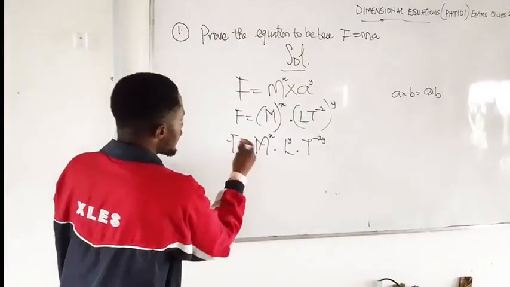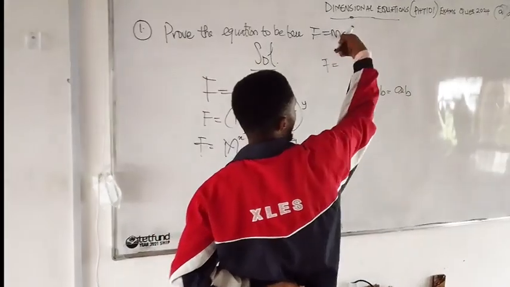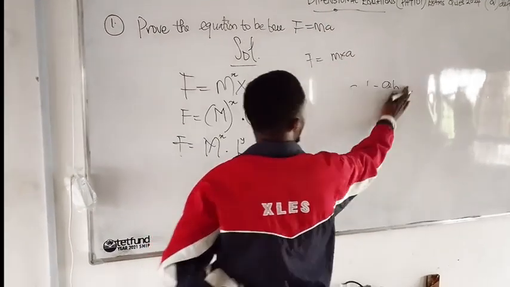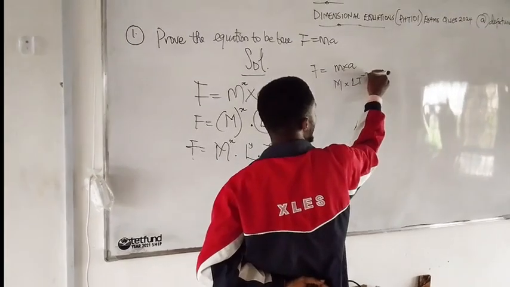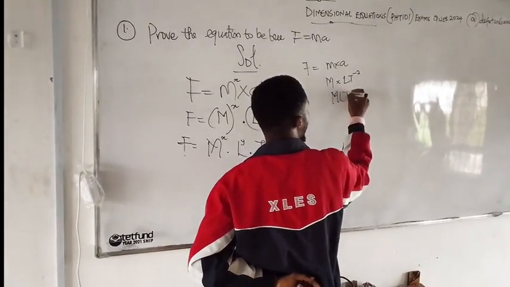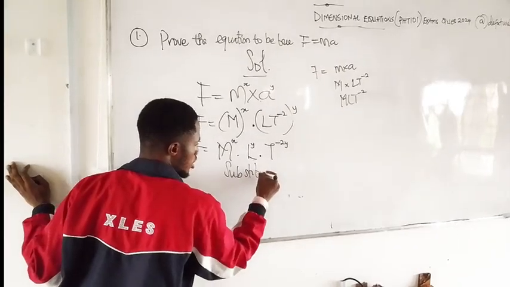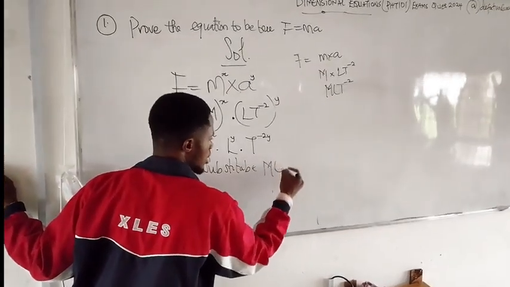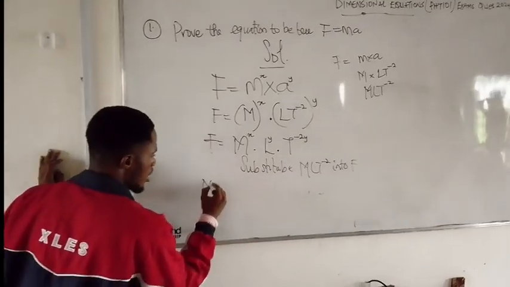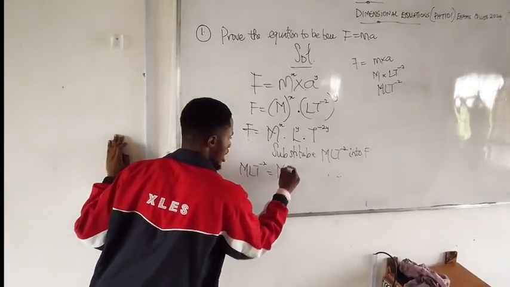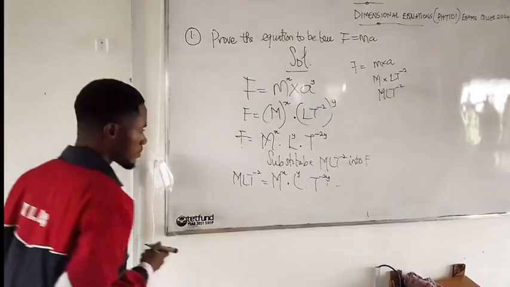Now, I will solve this guy because we are doing an equation. This guy is force, and force is equals to what? Already here is what? Mass and acceleration. What is the dimension for mass? M. The dimension for acceleration is LT minus 2. So if I join these two, I have MLT minus 2. I'll replace that here. So substitute MLT minus 2 into F. So yeah, I'll have MLT minus 2 equals to M raised to the power of X, L raised to the power of Y, T raised to the power of minus 2Y.